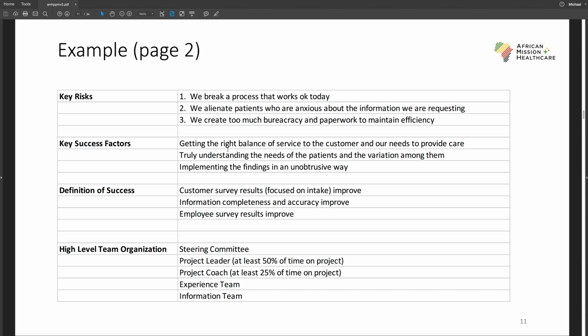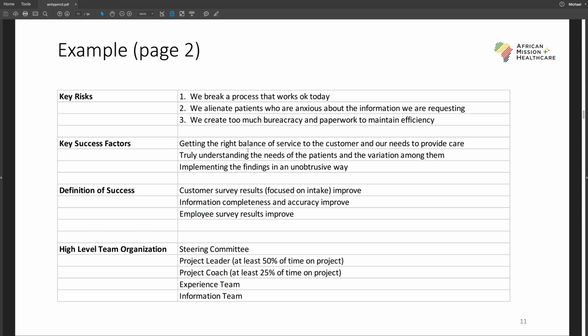Key success factors: getting the right balance of service to the customer and our needs to provide care. So it's a question of balance. The patient might just want to be taken right to a doctor. That might be perfect service for them. But for us, we only have so many doctors, and we need to collect information to make sure we get them to the right nurse and the right doctor and the right care professionals suited to their particular needs.